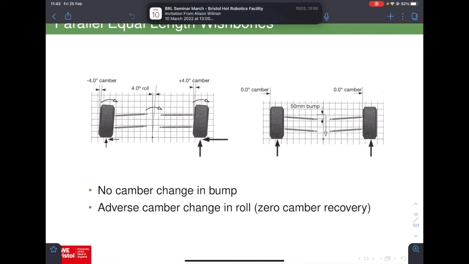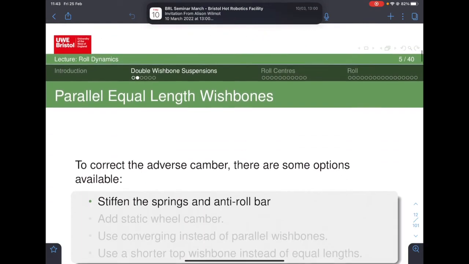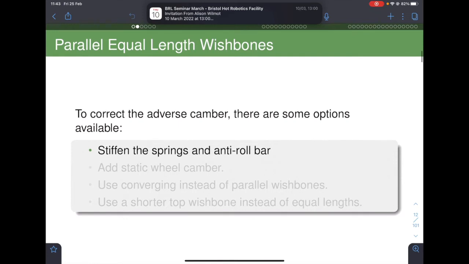The next type: to solve this camber problem, there are some options. One obviously is to stiffen everything up and give it additional roll stiffness to stop it from rolling in the first place. That's one way, but that's not always suitable because you don't necessarily want to have super stiff springs.